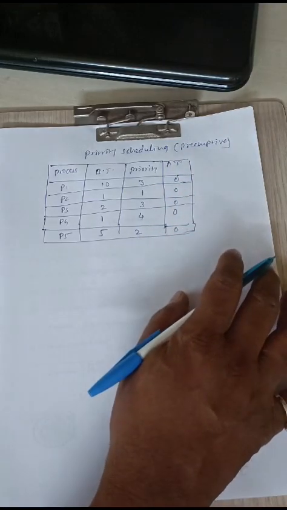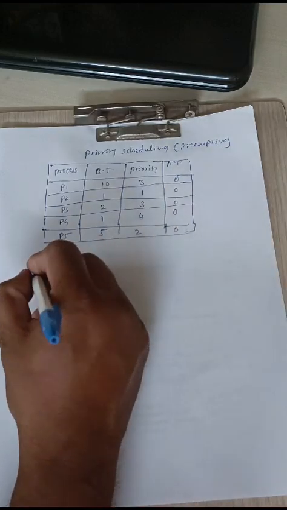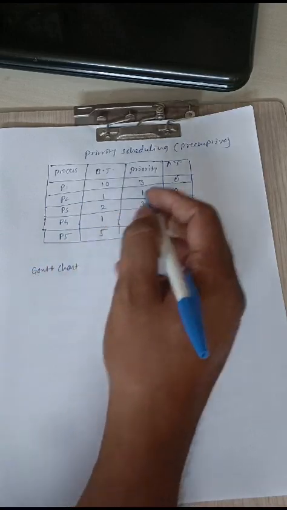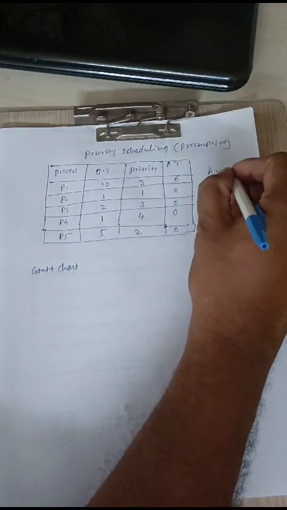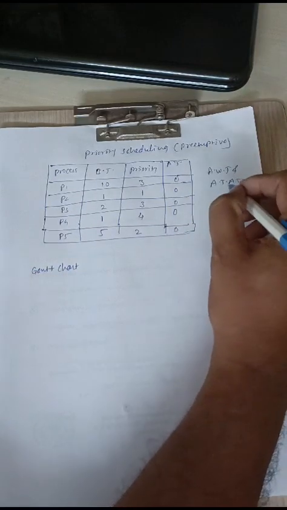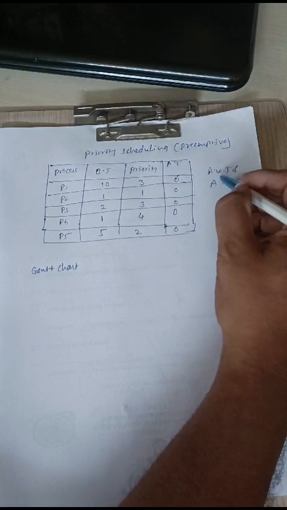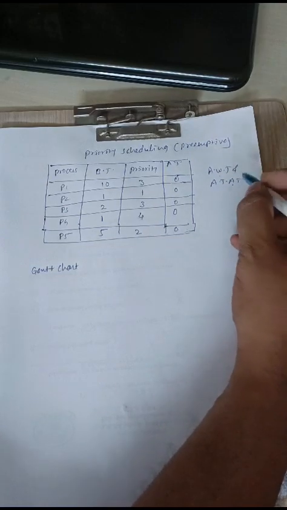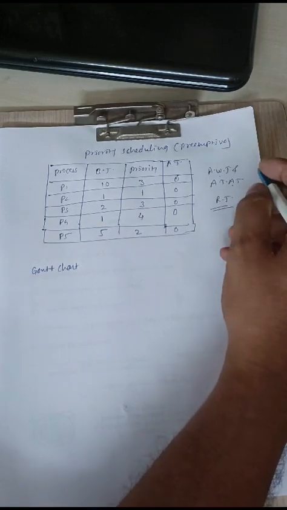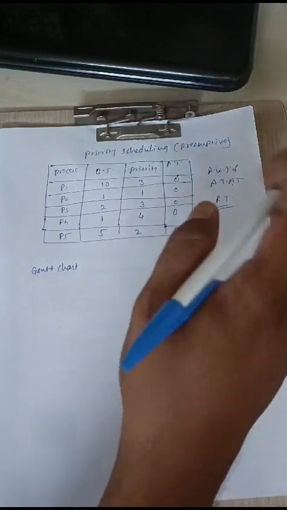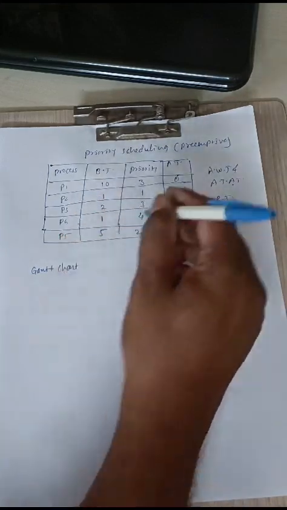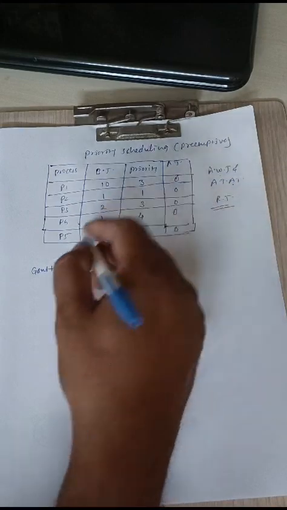Now as per the rule we have to prepare a Gantt chart to calculate the average waiting time and average turnaround time. Most probably in the exam they will ask up to this, but in some cases they may ask for response time. I have already told you the formula for response time, so you can calculate as per the given formula, right?